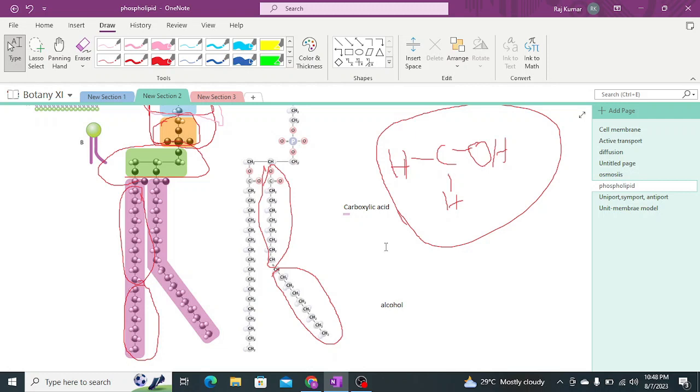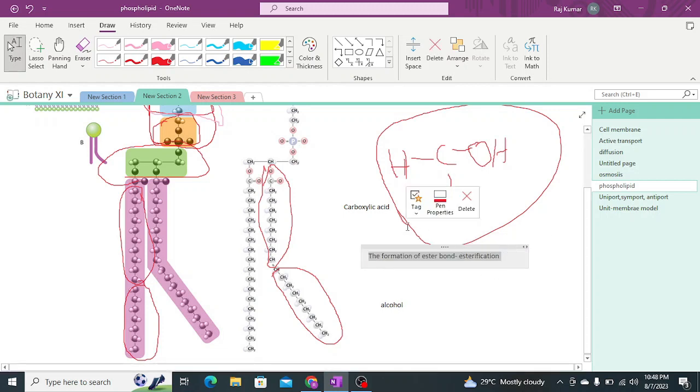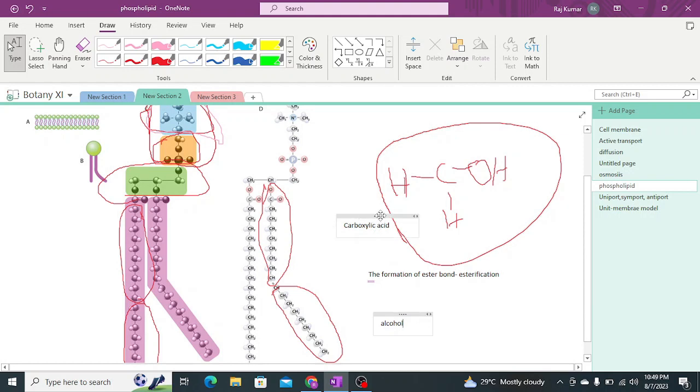That bond is known as an ester bond, and the formation of an ester bond is called esterification, in which dehydration synthesis of carboxylic acid and alcohol takes place. In this process, one hydroxyl group is taken from the carboxylic acid, whereas a hydrogen atom is taken from the alcohol.